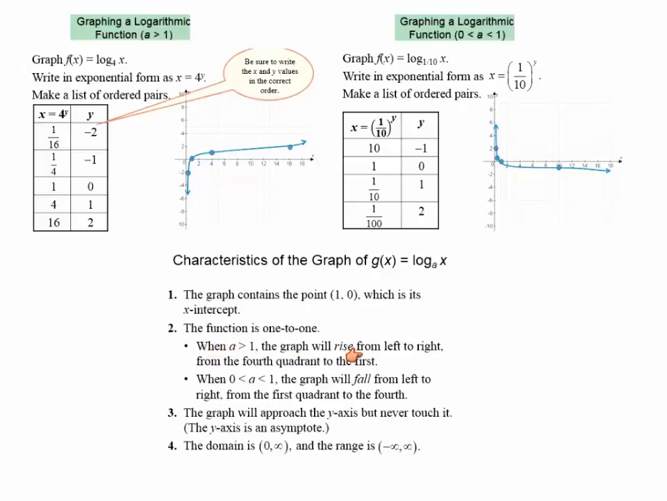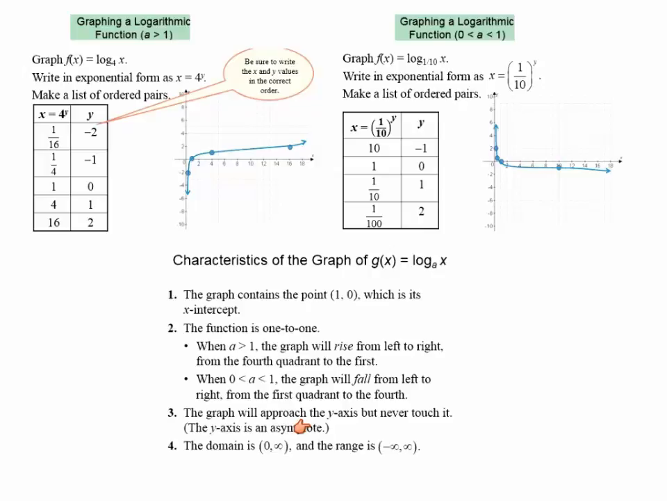When a is greater than 1, the graph would rise from left to right, from the fourth quadrant to the first. When the base is between 0 and 1, like in this case, the graph will fall from left to right, from the first quadrant to the fourth. This is just a characteristic of the behavior of the graph.